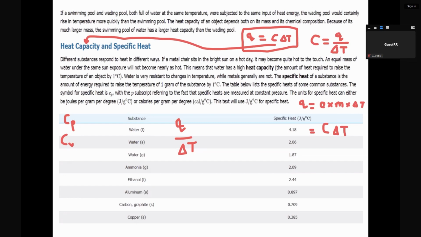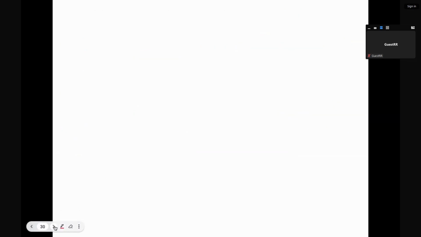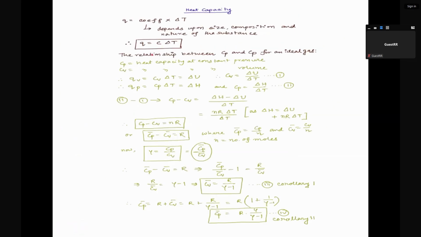Now we will be talking about the relationship between Cp and Cv, the heat capacity at constant pressure and the heat capacity at constant volume of an ideal gas. The heat Q is given by C into delta T, as we have known. The coefficient C depends upon the size, composition, and nature of the substance. The relationship between Cp and Cv for an ideal gas will be considered here. Ideal gas is taken because for an ideal gas there is a very easy relation between Cp and Cv, and the equation is PV equal to nRT.